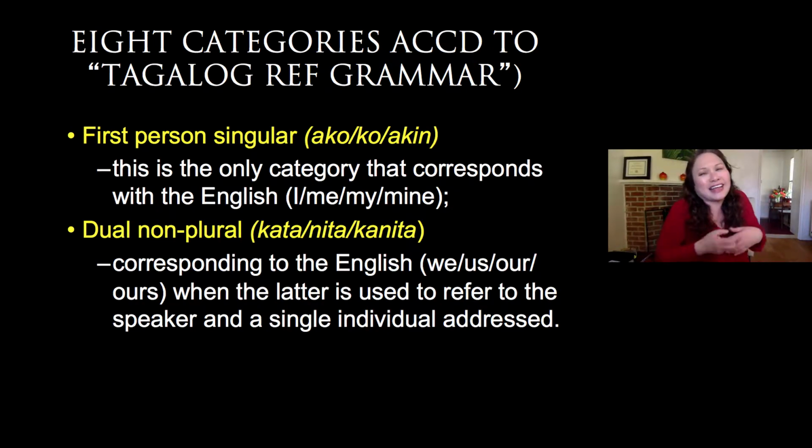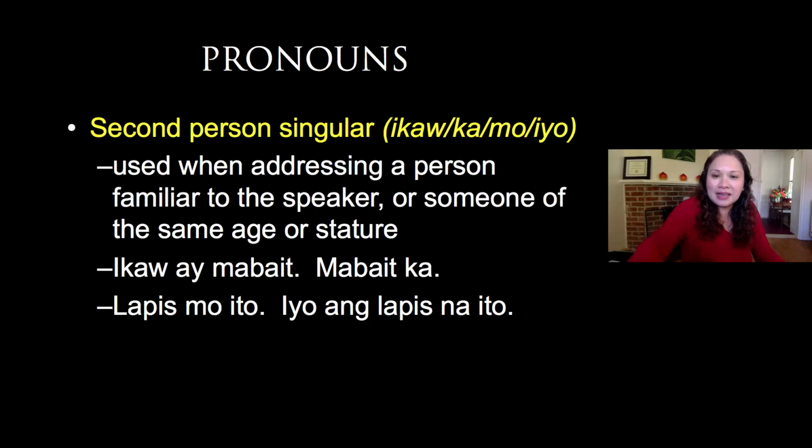What is this? And hardly anyone, of course, says this anymore. But this corresponds to the English we, us, our, ours, when the latter is used to refer to the speaker in a single individual address. Okay? And then, let's look at the second person singular. And these are ikaw, ka, mo, and iyo. And this is used when addressing a person familiar to the speaker or someone of the same age or stature.